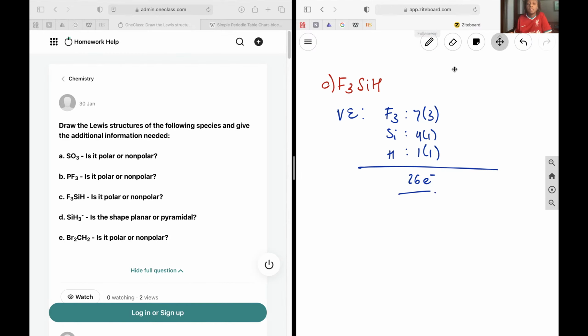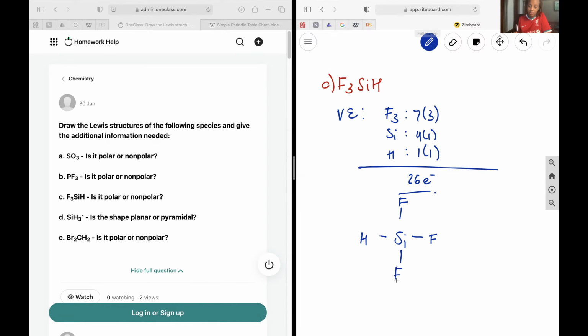So I now need to pick my central atom. Fluorine is the most electronegative. It can only make 1 bond, so it doesn't make sense to have that as a central atom. Hydrogen is not as electronegative, but it only has space for 1 bond because it only has the 1s orbital. And so my best choice will be silicon. It's like carbon, as it can make 4 bonds. And so let's go ahead and place that. Let's place my 3 fluorines and my 1 hydrogen.